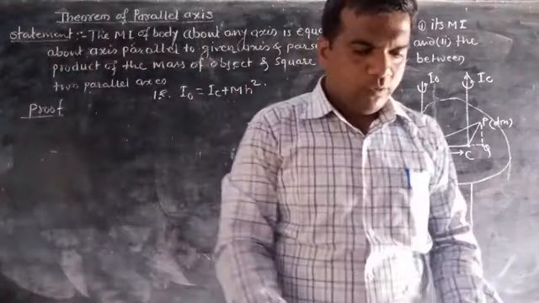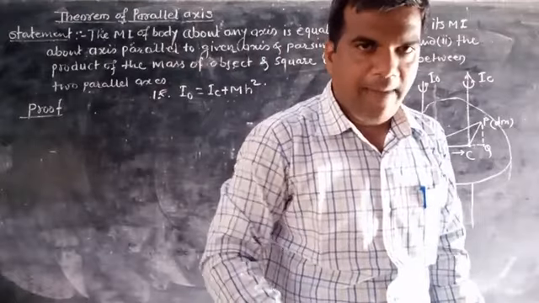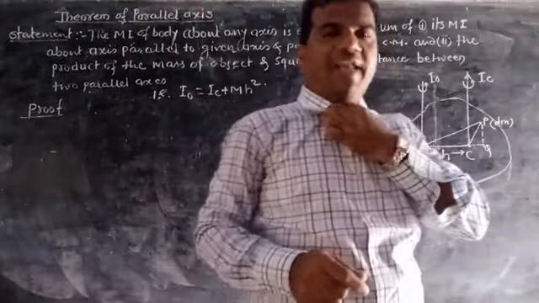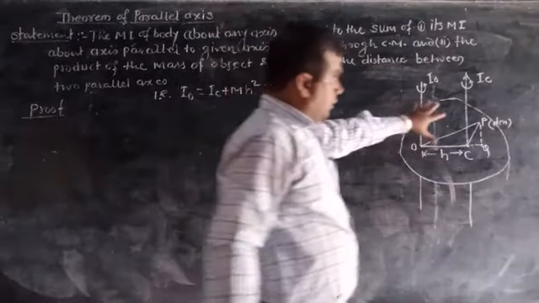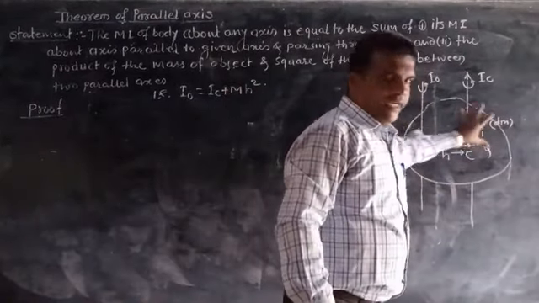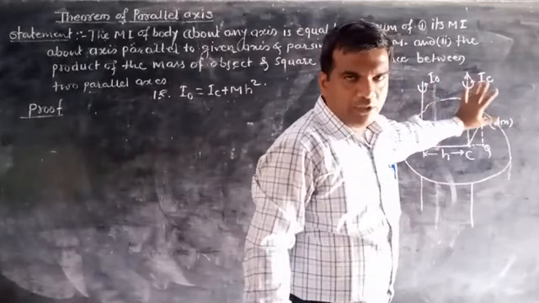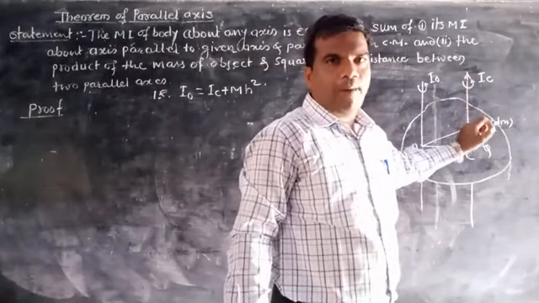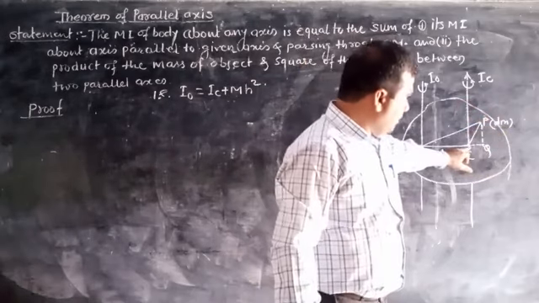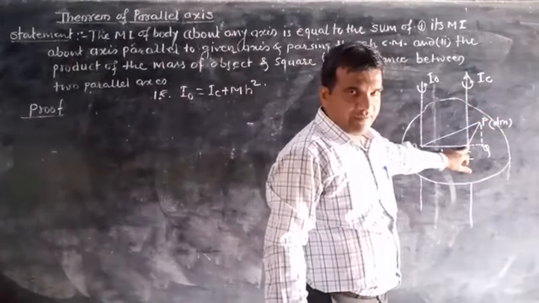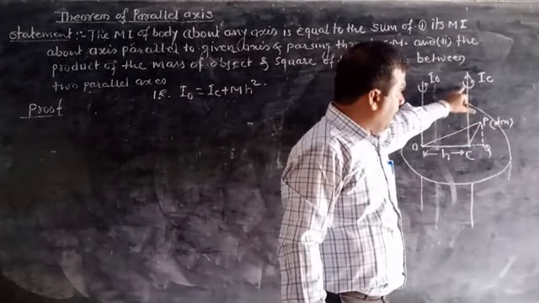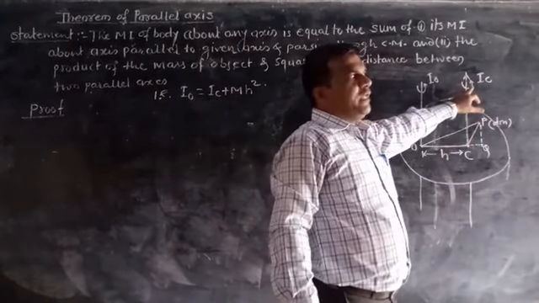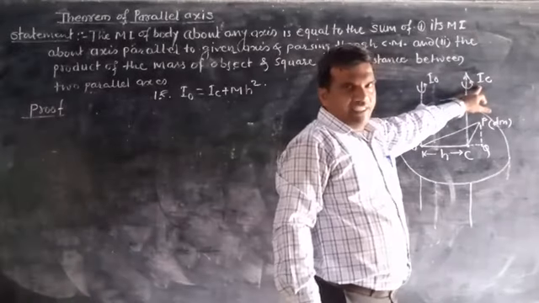Now we have to see the theorem of parallel axis. So first we see what is parallel axis. Consider a rigid body rotating about an original axis passing through the center of mass, that is C. This point C is the center of mass, and the body is rotating about this axis passing through the center of mass, and its moment of inertia is represented by IC.